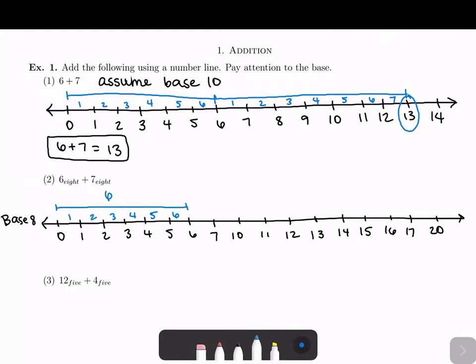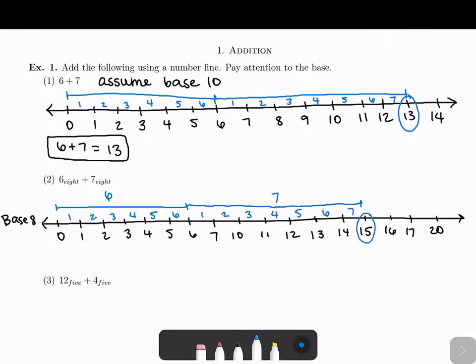Okay, so we had 6 units, and now we need to go 7 more. 1, 2, 3, 4, 5, 6, 7. So I'm just going to count them down here for myself, so I know. Oh, see, I skipped 5. So that I know that I went 7 units. So that's 7. And where did we end up here?